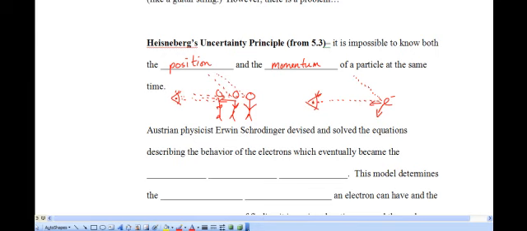So, because of that, Austrian physicists devised a way that we could describe the behavior of an electron, which became known as the wave mechanical model of the atom. Some people call this the quantum mechanical model. And some people even call this the electron cloud model. And you'll see why in just a second. But here's the deal.